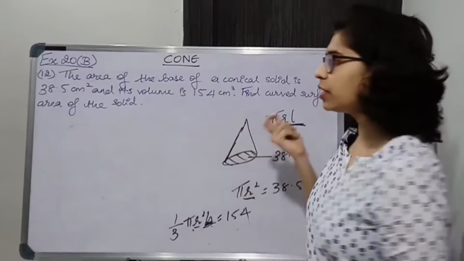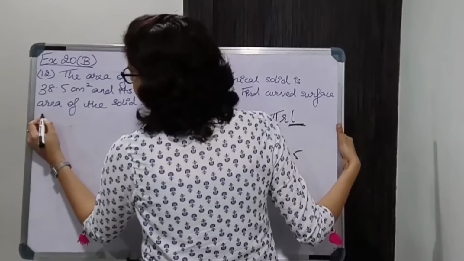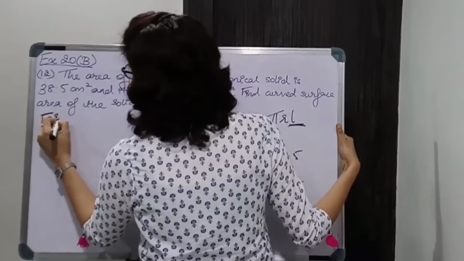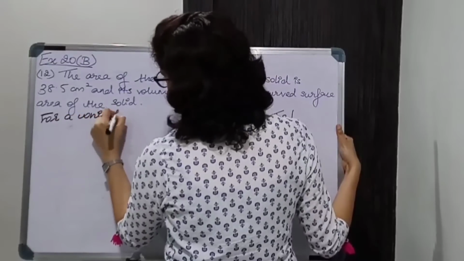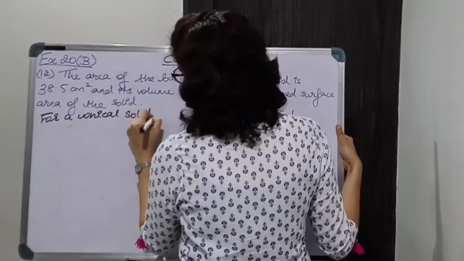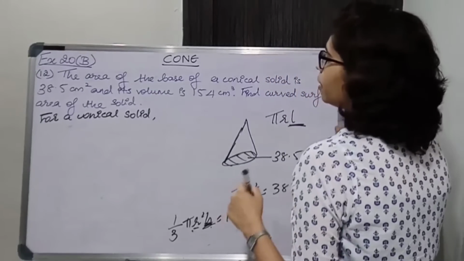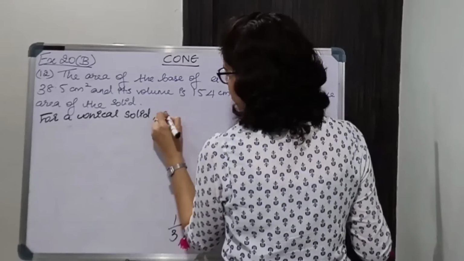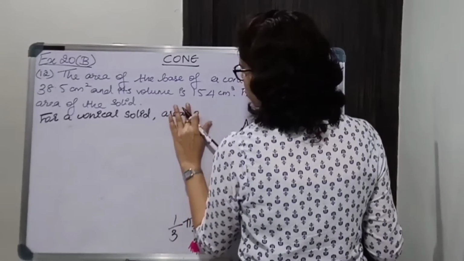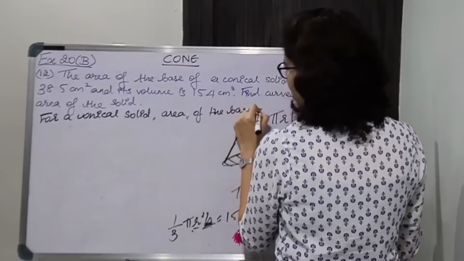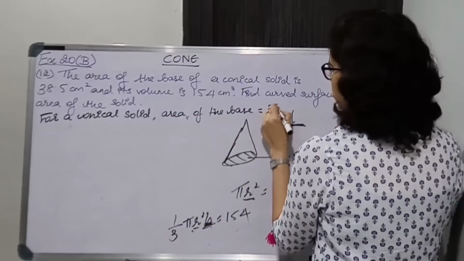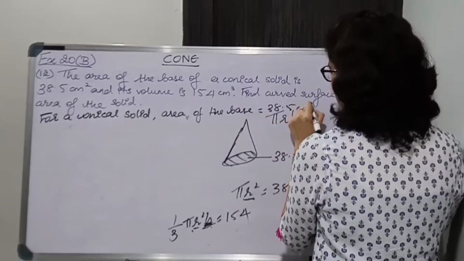So let us write down the given first. We are given for a conical solid, area of the base is 38.5 centimeter square.